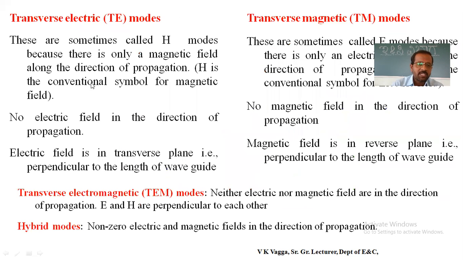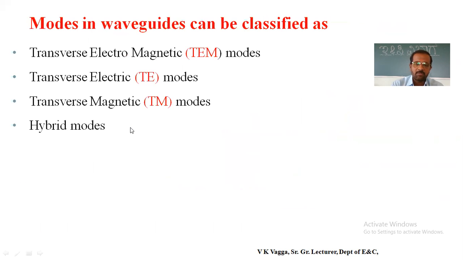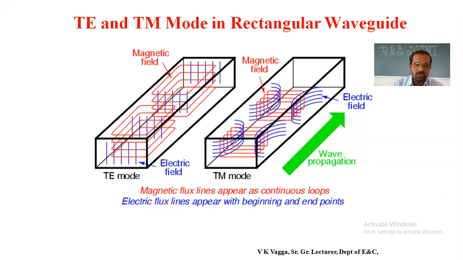So for that purpose it has been mentioned as the H modes. The magnetic field is along the direction of the propagation, and no electric field is in the direction of the propagation. You can see along the direction of the propagation, the electric field is not available. Only the magnetic field is along the direction of the propagation. So the arrangement itself is called the TE mode.